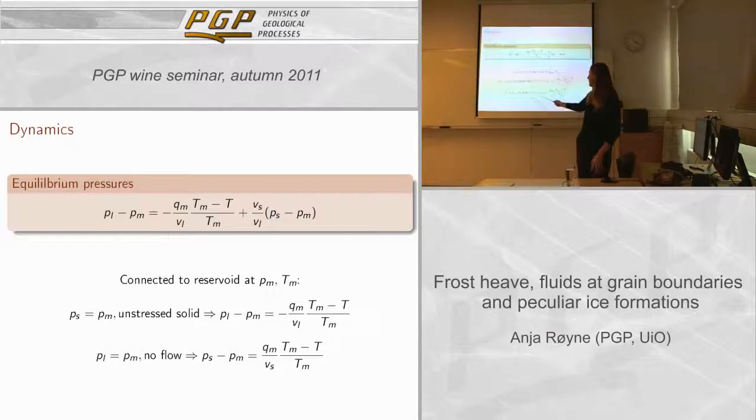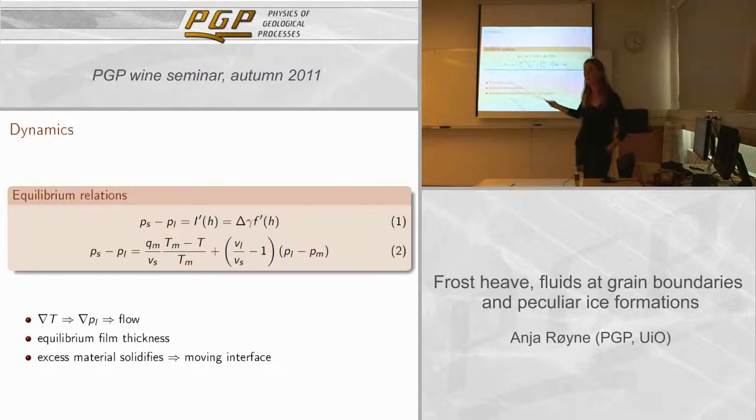And then the pressure in the solid will build up, allowing the pressure in the liquid to increase up to some point where the liquid pressure is equal to the pressure in the reservoir. That gives you the maximum frost heave pressure that you can attain, and that's equivalent to this maximum crystallization pressure that I've talked about before, at least.